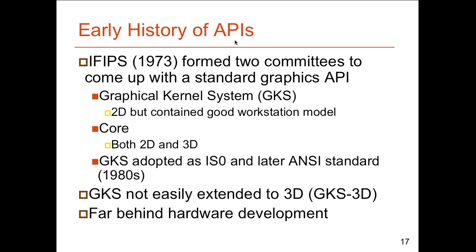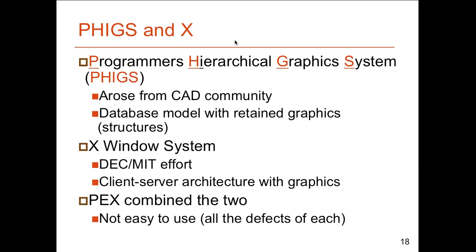In 1973, IFIPS formed two committees that came up with a standard graphics API. We had the Graphical Kernel System, GKS, still actually around, 2D, but it contained a good workstation model. We had the Core, both 2D and 3D. GKS was adapted as ISO and later ANSI standards in the 1980s. GKS was not easily extendable to 3D graphics, just 2D, so it was far behind hardware development. So, very behind.